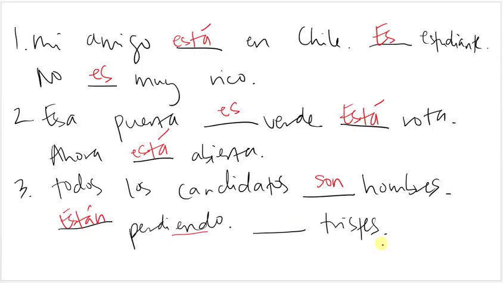They are sad. That's a temporary condition. That's not an inherent trait about them, so we're going to use estar. Están tristes. And that's it for ser and estar. If you have any questions, let me know.